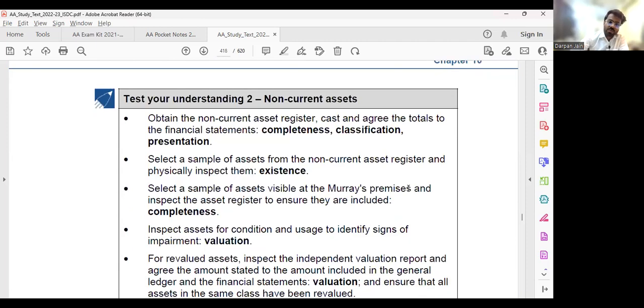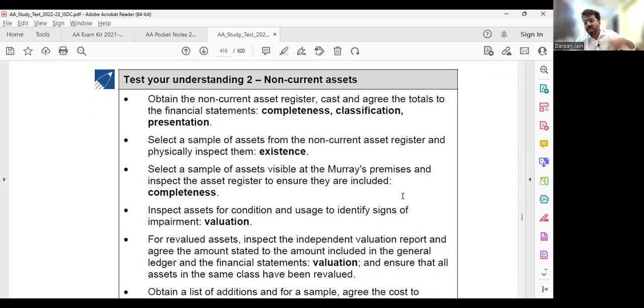Yes. Look at the procedure. What's the first thing that you should do? Similar to the non-current liability. Non-current liability, what did you do? You obtained a breakdown of all the loans. Listen carefully. You obtained a breakdown of all the loans. You cast it for arithmetical accuracy, and the total you agreed to financial statements.